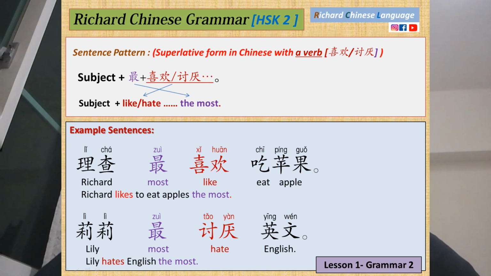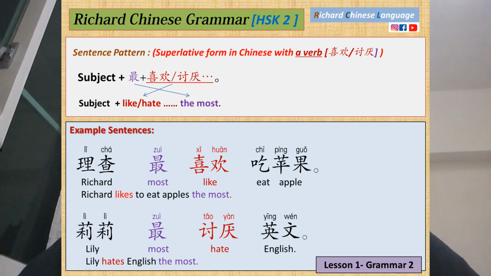First of all, with a verb, and usually we use 喜欢 or 讨厌. 喜欢 means to like, 讨厌 means to hate. And the sentence pattern is subject plus 最. 最 means most. And then plus 喜欢 or 讨厌. And in English, that is subject plus like or hate, the most. And let me give you some example sentences.